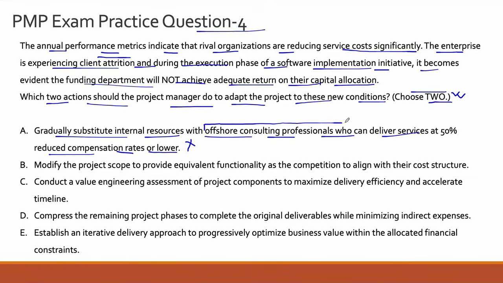this point in time might call for a lot of complexities in terms of contracting, in terms of the way your procurement contracts or procurement management plans are designed. So that is the first part of it. And secondly, even if they are giving 50% reduced compensation rates, there is nowhere it is stated in the question that the problem, or let's say the high cost which the project is facing at the moment, is due to people resources, or let's say due to service or due to labor, right?